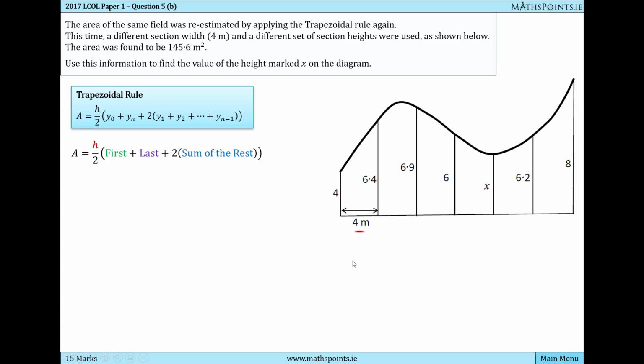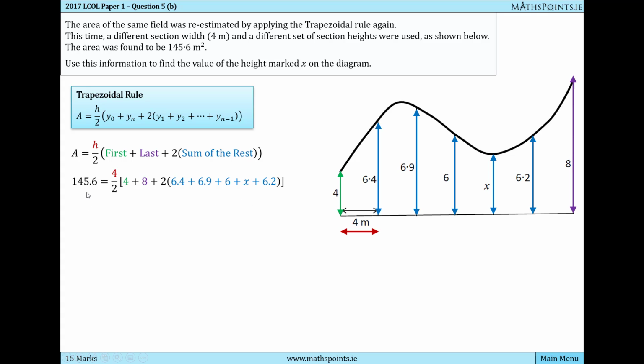h in this case is 4. The first height will be 4. The last height will be 8. And then the sum of the rest of the heights will include this x. So when I sub them into my formula, you can see that we have an x in our formula. But because we're letting this equal a number, we've formed an equation that we can solve for x.